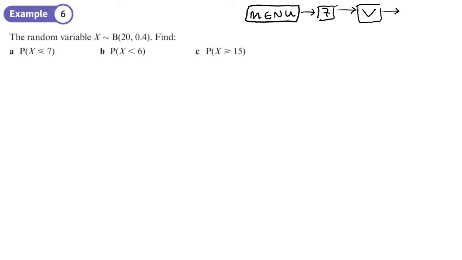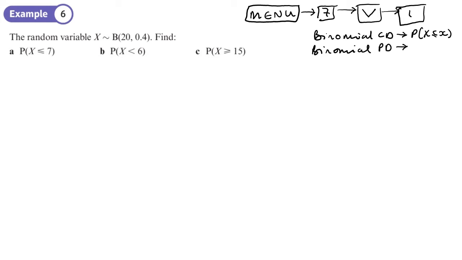CD just stands for cumulative. So once we've done page down number 1 and binomial CD, we use binomial CD when we want to work out probabilities like this. If we want to work out probabilities where it says equal to a number, we use binomial PD. So you wouldn't press the down button, you would just choose number 4. So after you've done menu and 7, you then choose number 4. Right, let's have a look at these questions.